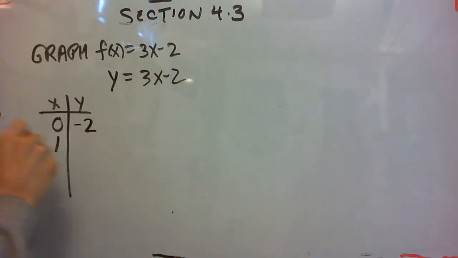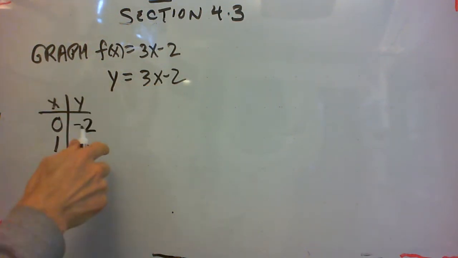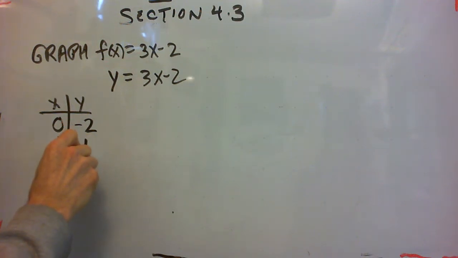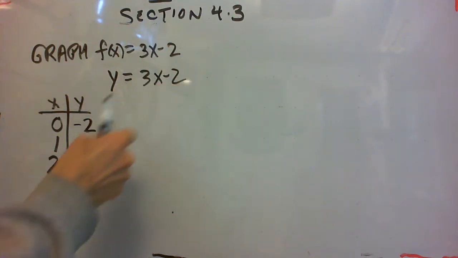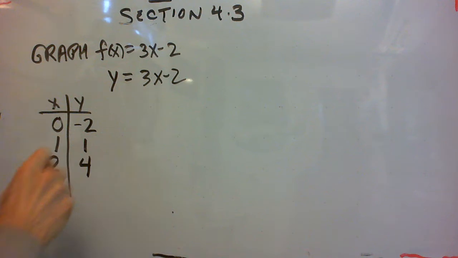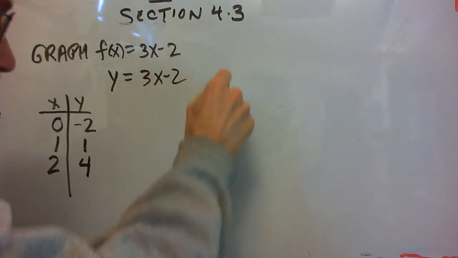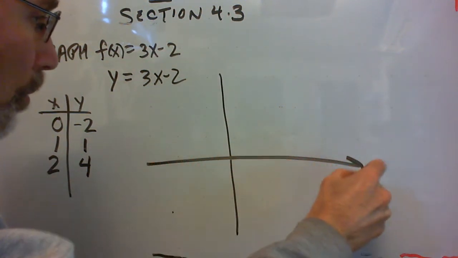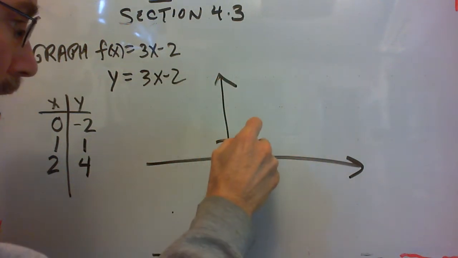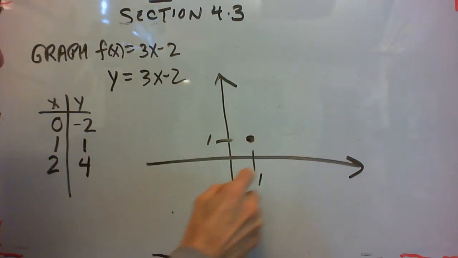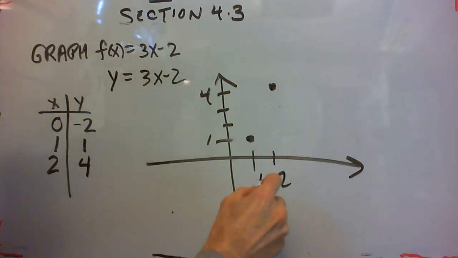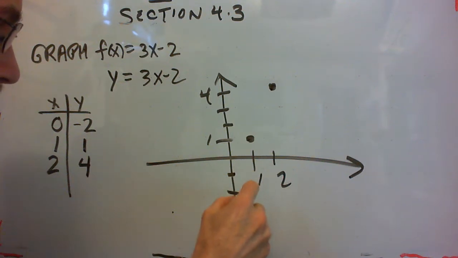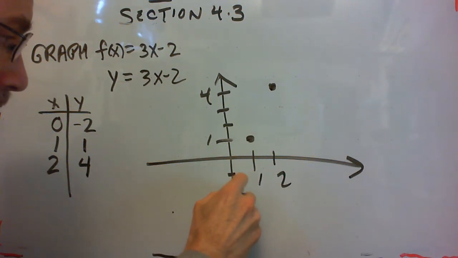Another easy one is 1. 3 times 1 is 3 minus 2 is 1. And probably another one that's easy is x equal 2. 3 times 2 is 6 minus 2 is 4. So then we just plot those points. 1, 1, 2, 4, and 0, negative 2.